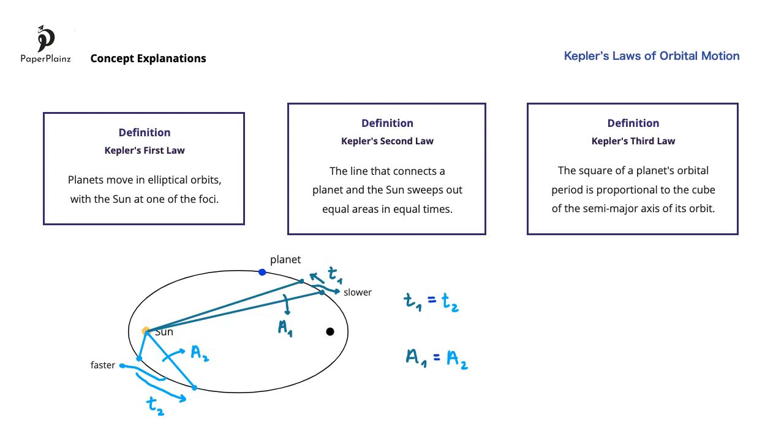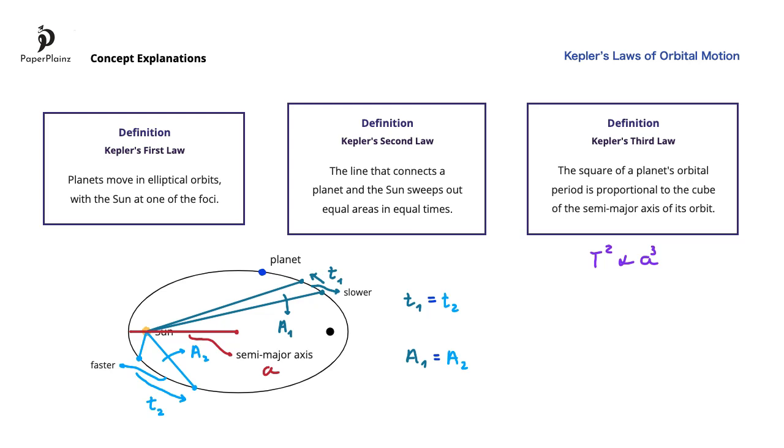In order to discuss the third law, we'll add the semi-major axis to the diagram, which connects the center of the ellipse to its perimeter, passing through one of the foci. We'll denote the length of the semi-major axis as a. If we then denote the orbital period of the planet using the letter uppercase T, then we can write that T squared is proportional to a cubed.